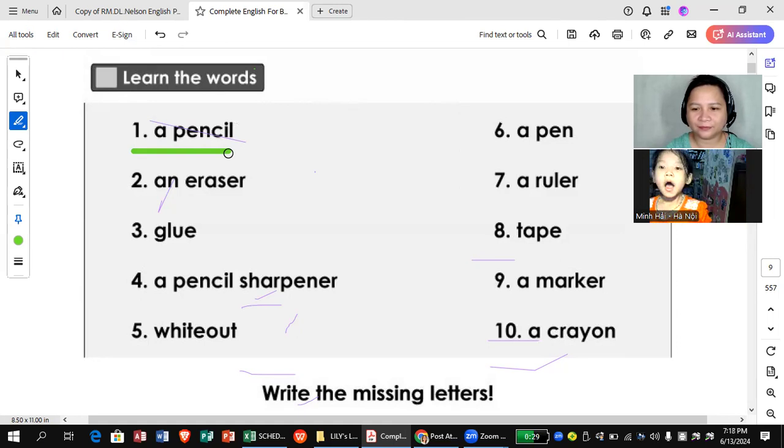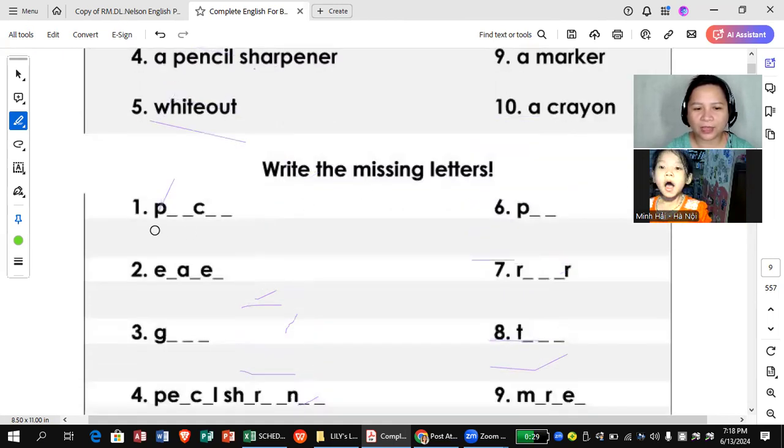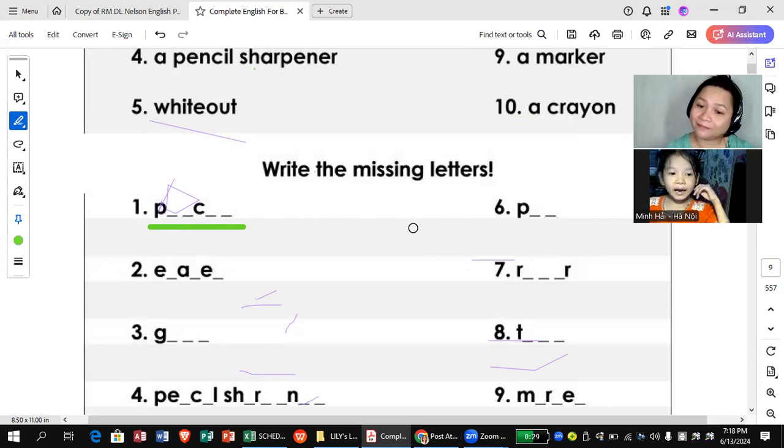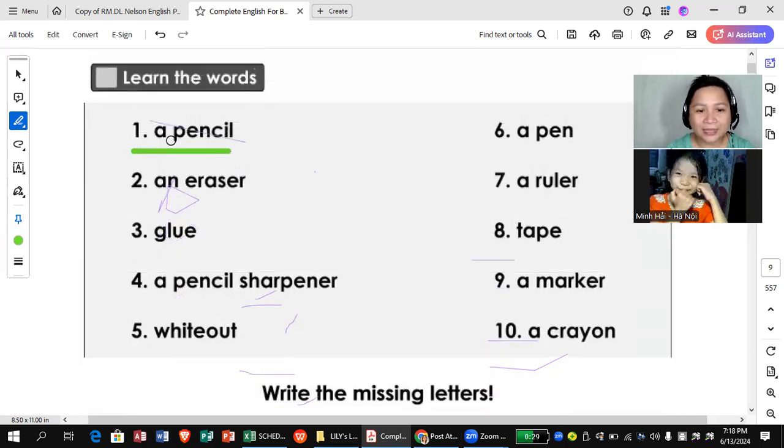Okay, please read number one. A pencil. Okay, can you write the missing letter in here? What are the missing letters? E. Okay, this is pencil. So what are the missing letters in here? P, E, C, I, L, E, N. It's N, not A.